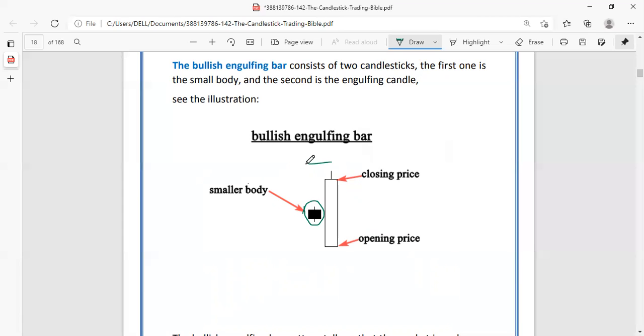So this whole part is called the bullish bar, because the last candle is engulfing, taking the whole part, or covering the whole part of the initial candlestick.